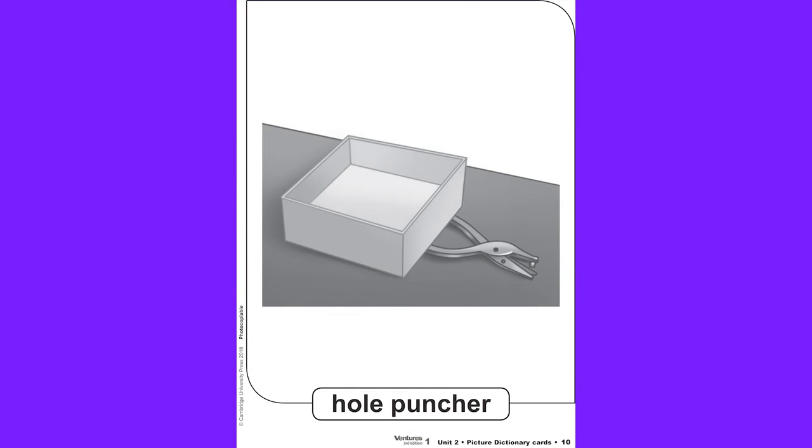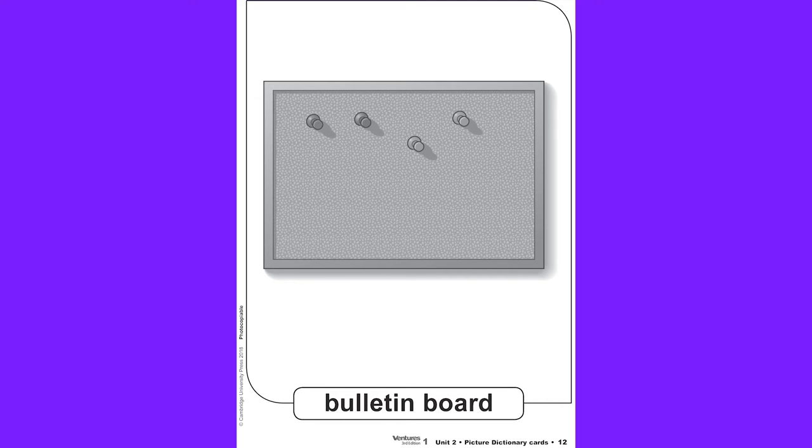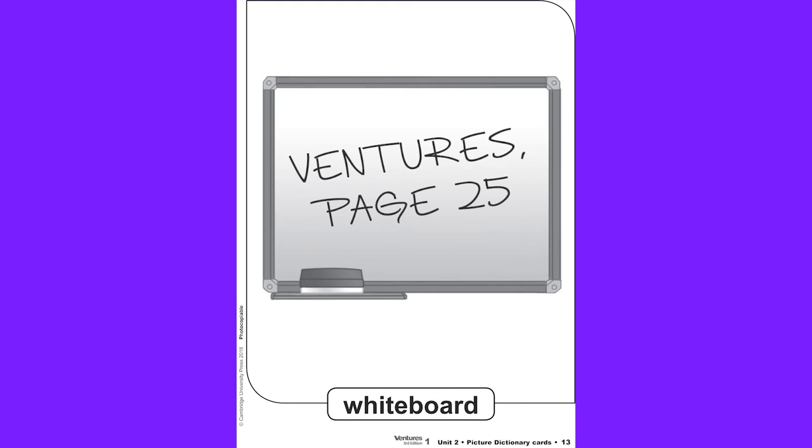Reproducible picture dictionary cards display each vocabulary item from student's book basic through level 2. The picture dictionary cards and worksheets offer additional unit-by-unit practice for all of the vocabulary introduced in Lesson D.